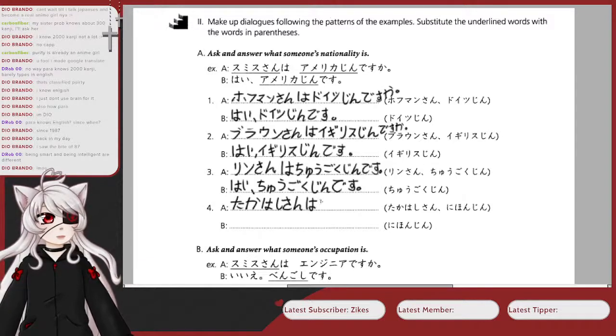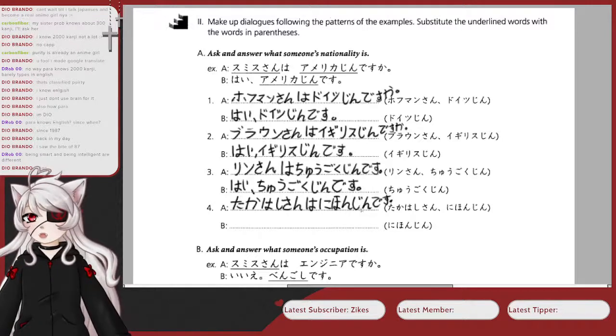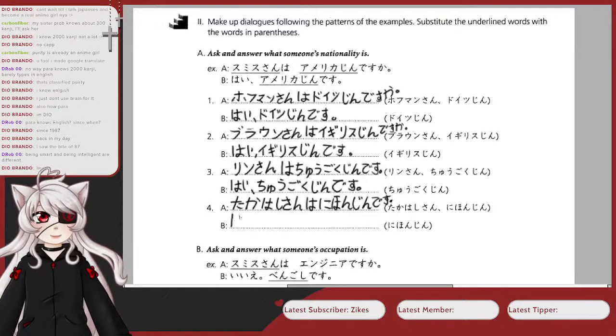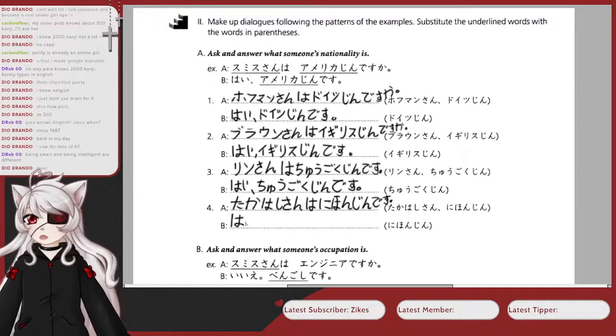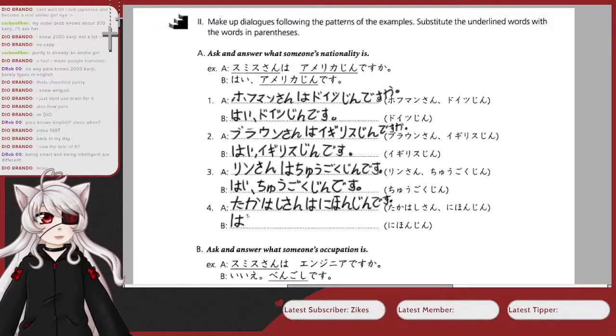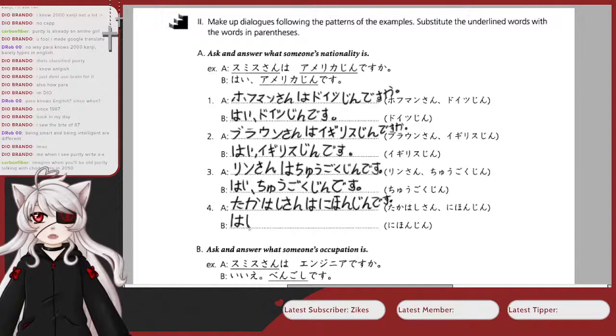Takahashi wa ni on. Oops. Don't mind my handwriting. Nihonjin de. This sentence really went to shit with my handwriting. It's fine. I'm not even gonna be saving this later. Like this document. Me when I see people. Shut up. You try and do this.